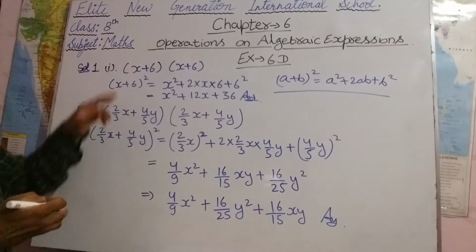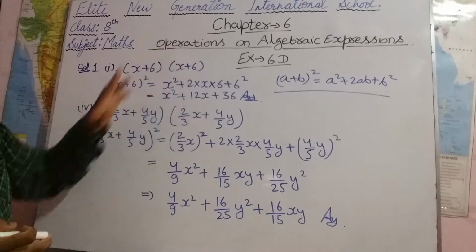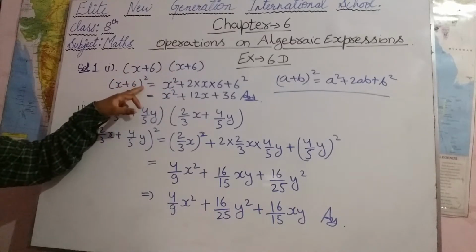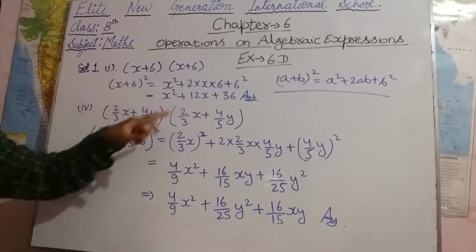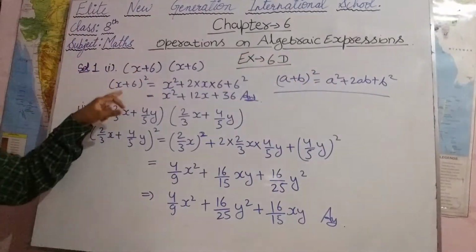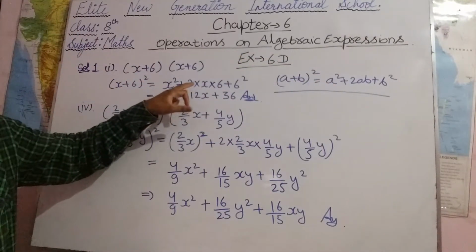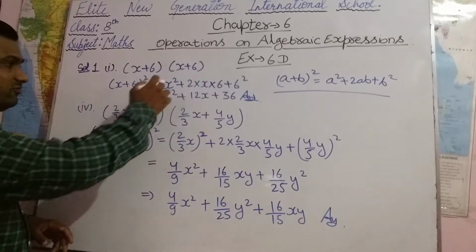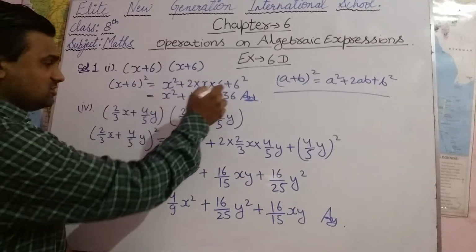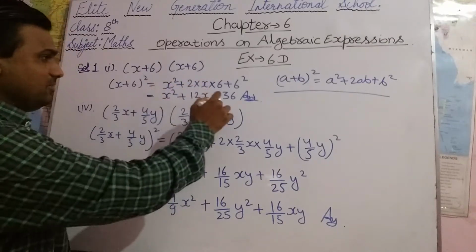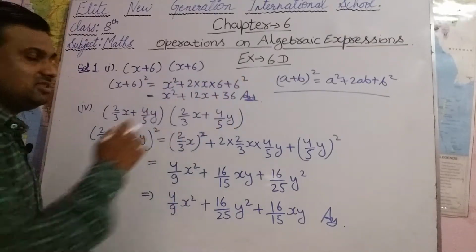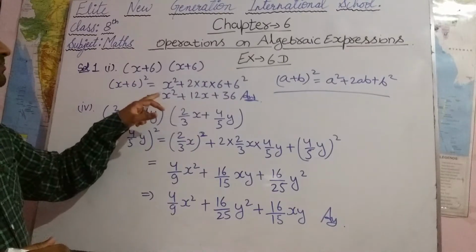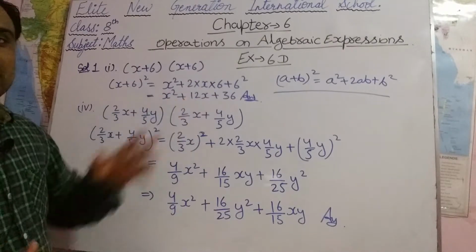Here we have (x plus 6) into (x plus 6), so it will be (x plus 6) whole square. By using this identity, we can write x square plus 2 into x into 6 plus 6 square. So after this it will be x square, now 2 into 6 will be 12x, plus 6 square will be 36. So here the answer will be x square plus 12x plus 36.